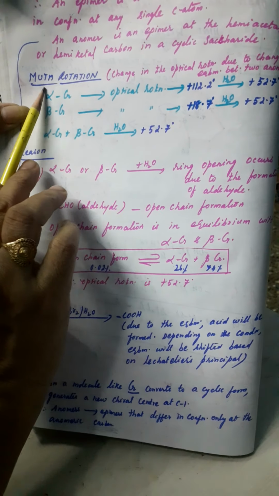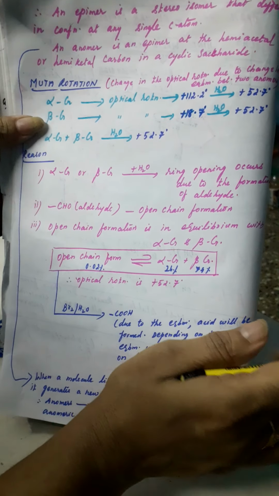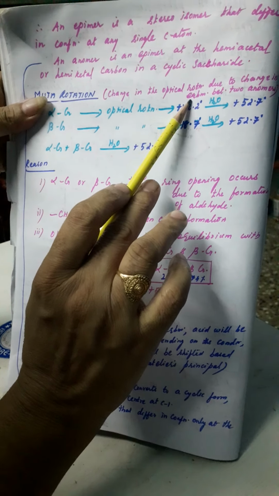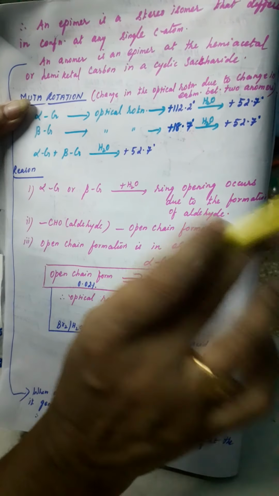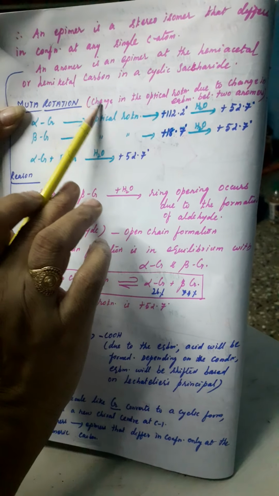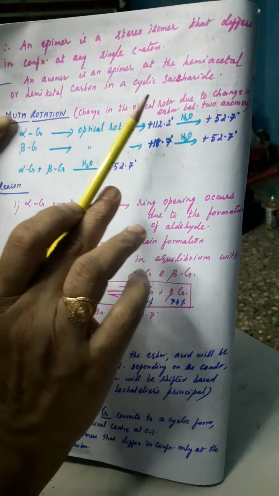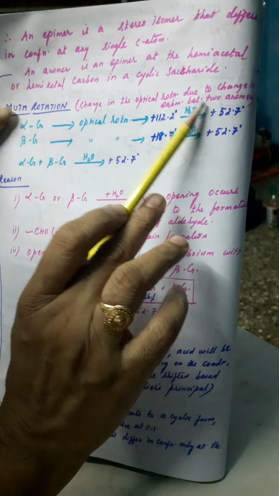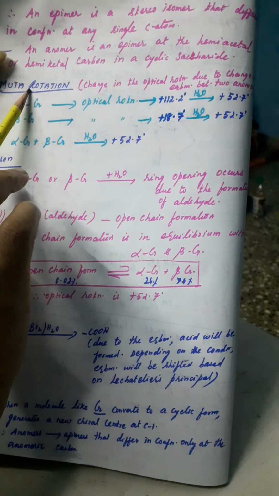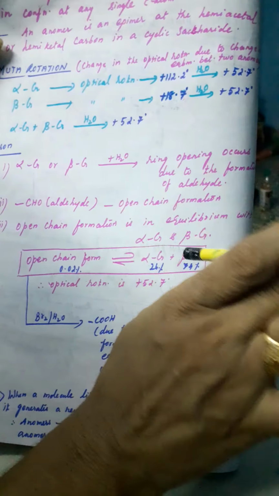Okay. Then another important word you should know is mutarotation. What is mutarotation? It is a change in the optical rotation due to the change in equilibrium between two anomers. What are the two anomers you have? This alpha and beta. So, alpha and beta glucose, when they are in equilibrium, the change in optical rotation of these two structures is nothing but mutarotation. So, remember students, mutarotation is nothing but the change in the optical rotation of anomers.